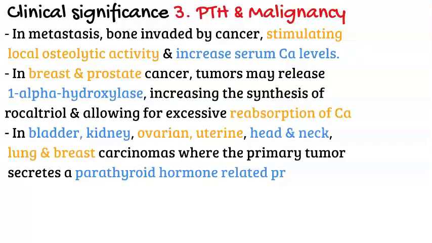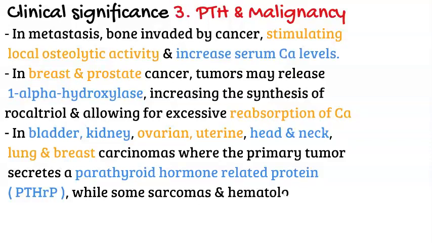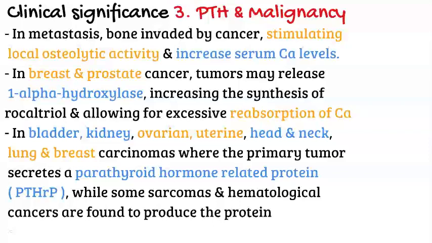In bladder, kidney, ovarian, uterine, head and neck, lung and breast carcinomas, the primary tumor secretes parathyroid hormone-related protein, PTHrP, while some sarcomas and hematological cancers are found to produce the protein sporadically.